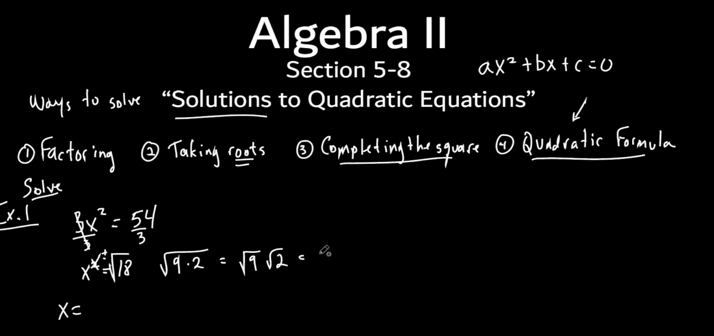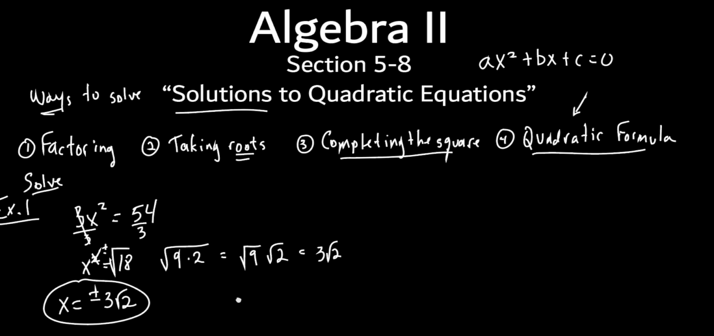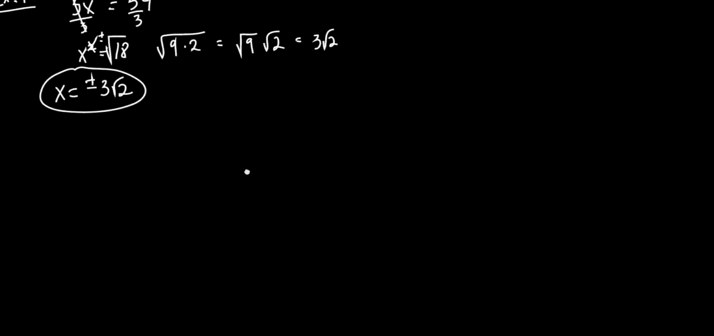So what's the square root of 9? It's 3. You can't do anything with the square root of 2. So the square root of 18 is the same. You got to put the plus or minus. It's what? 3 square root of 2. So that is what your x is. So that's one way, right? One way to solve that quadratic equation. Okay? It's just a matter of looking at it and trying to figure out what is the best method to use. Let's do another one.